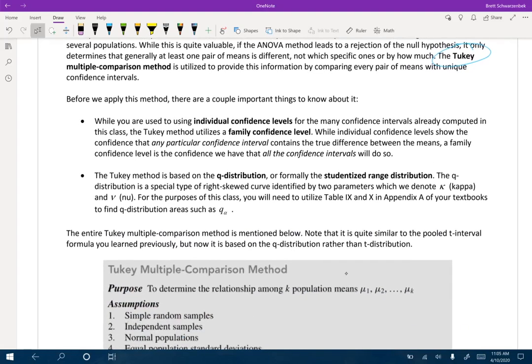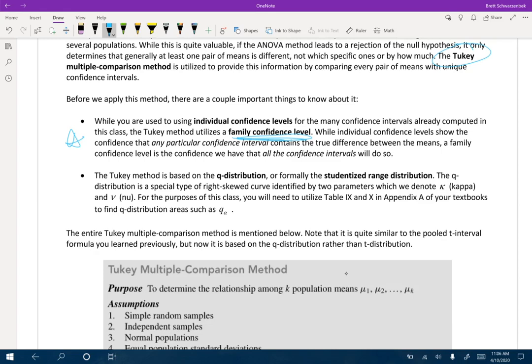Okay, let's talk about some things to know about the Tukey method. First one, I'm going to read. It says, while you're used to individual confidence levels for each class, the Tukey method utilizes a family confidence level. So what does this family confidence level do? It basically covers all the confidence levels you're going to be calculating. So instead of doing an individual one for each, they basically do a family confidence level that encompasses all of them.